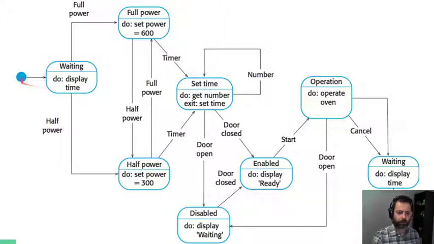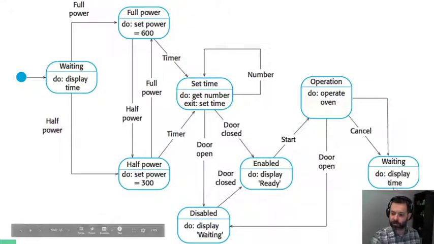But basically, you're going to have a start state, then you're going to have a set of states for your system. So basically, what is it doing? How does it get to the next state? Basically, how do you run through your program until you get to the end state?